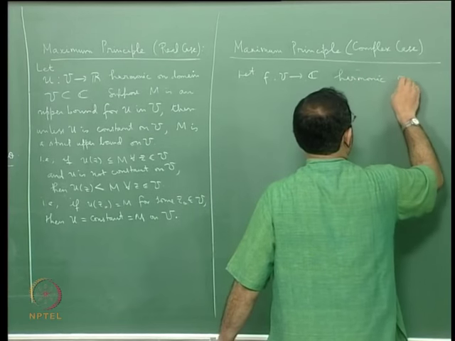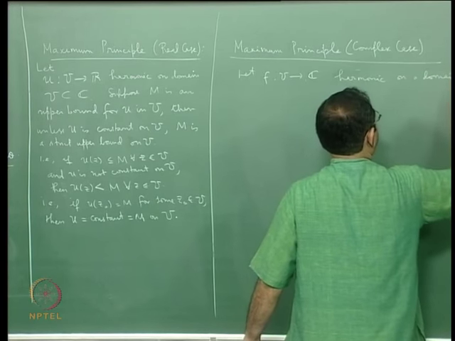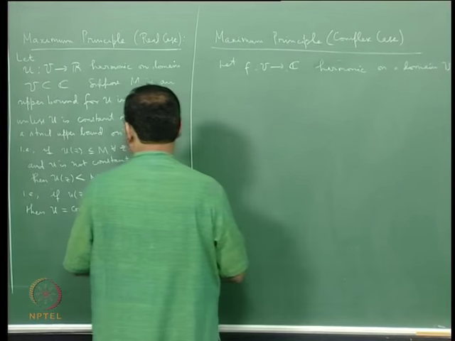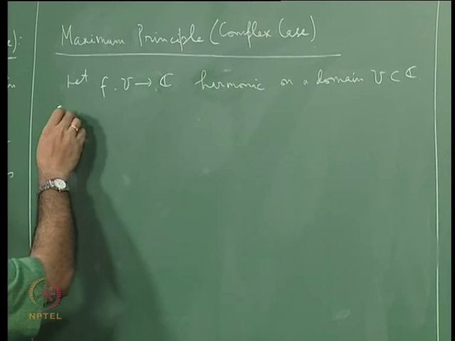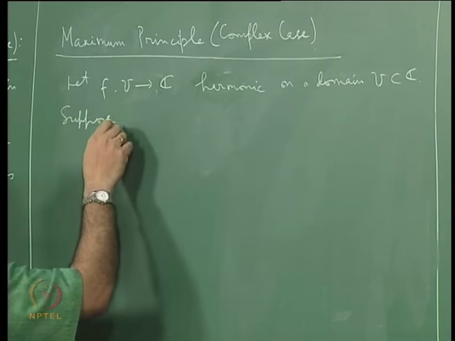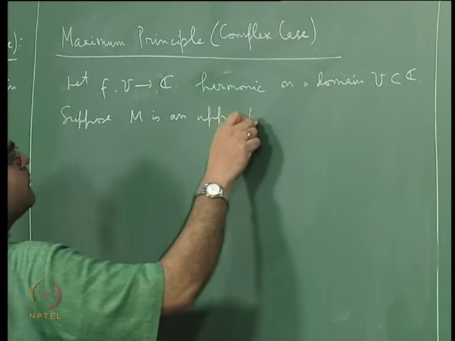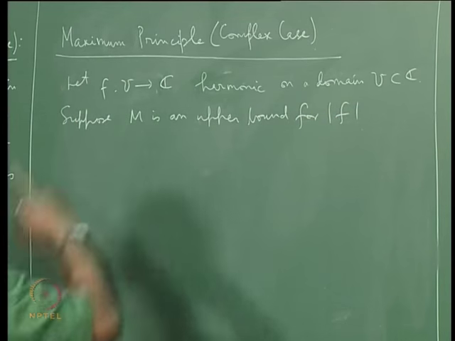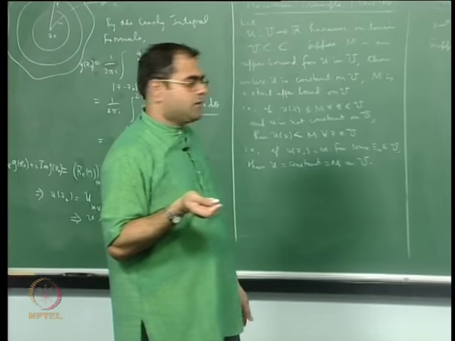on a domain U in C, and so the same statement, suppose M is an upper bound for mod f, okay. Now because it is complex valued, by a bound for f we actually mean a bound for mod f, okay.